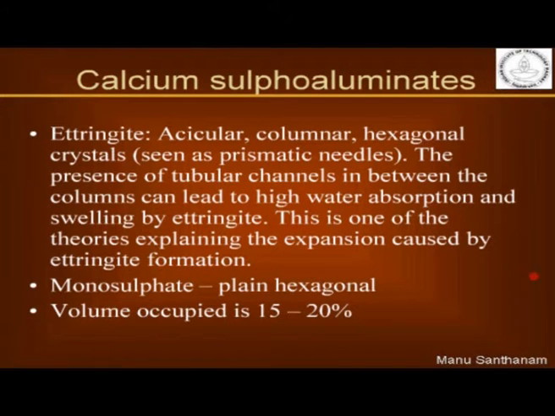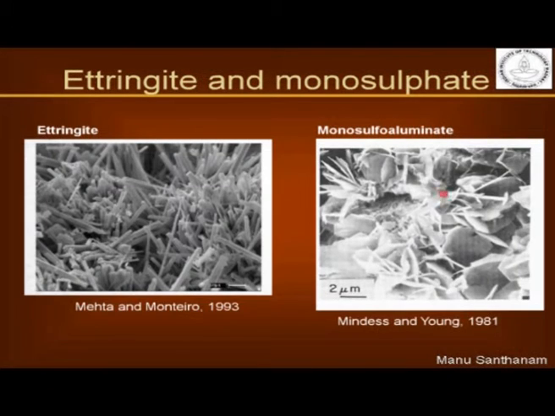Now ettringite and monosulfate, as I told you, are produced because of the reaction of C3A and C4AF with gypsum and water, and you have structure of ettringite best represented by the form of these needles here. Okay. Now again, there is a lot more to understand as far as ettringite is concerned.